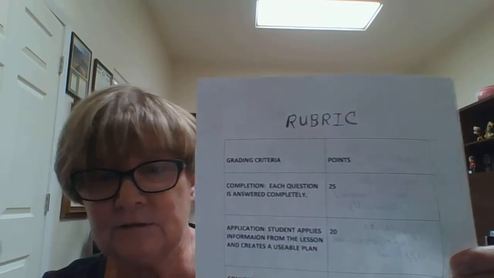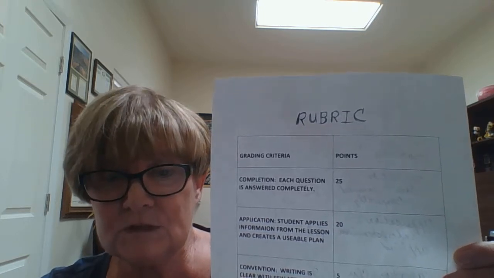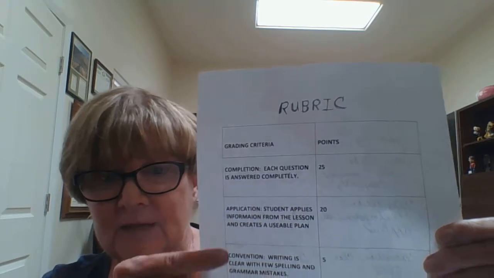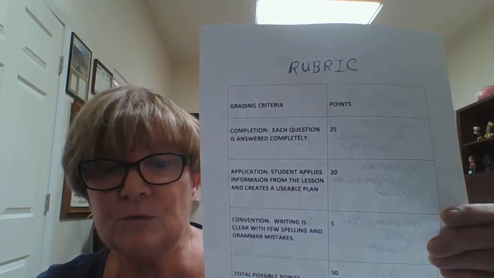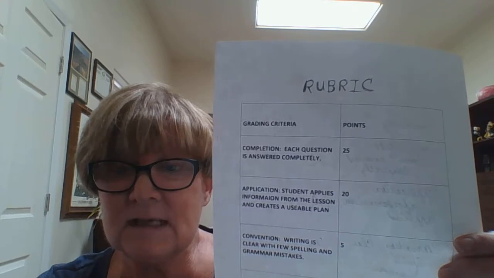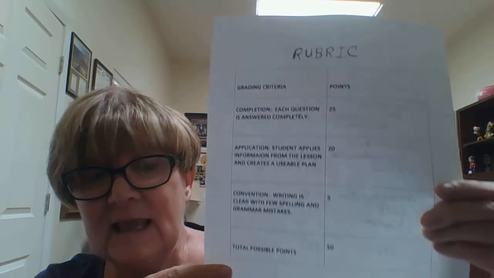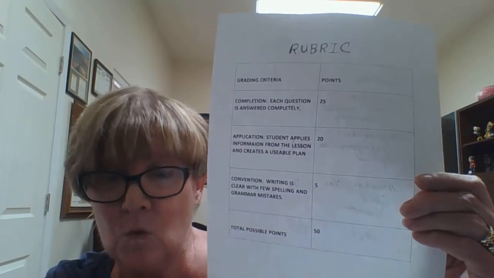Second, application. Can I look and find information from the lesson that you applied to your response? Did you apply what you learned to your response? That is worth 20 points. And finally, convention. Is your response clear? If I have to read it 4 or 5 times, no, it's not clear. I should read it once, maybe twice, and I understand exactly what you're talking about. You have few grammar and few spelling mistakes. If you meet all 3 of these criteria, you will have 50 points.